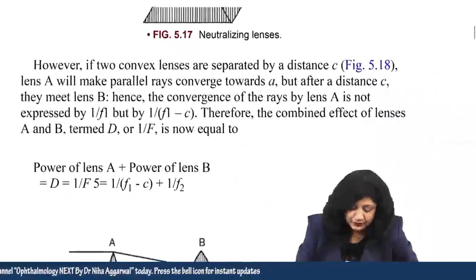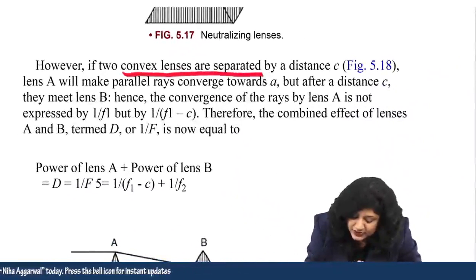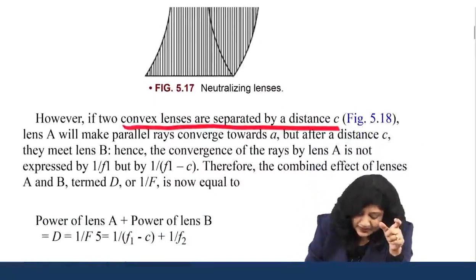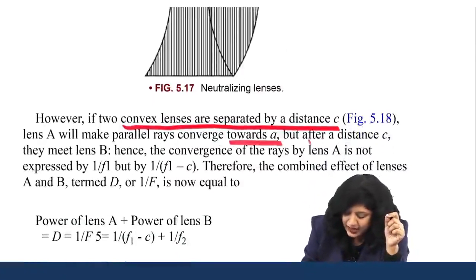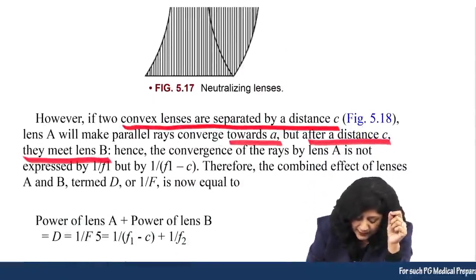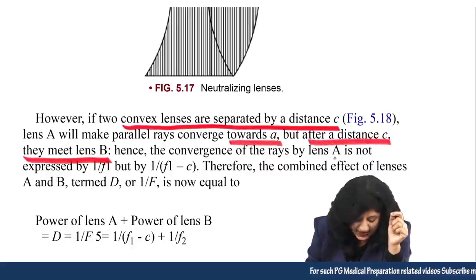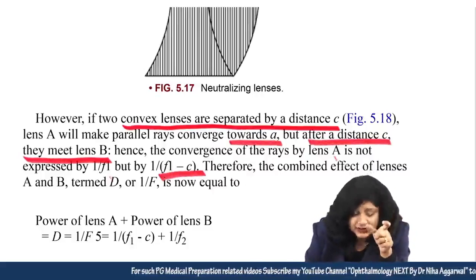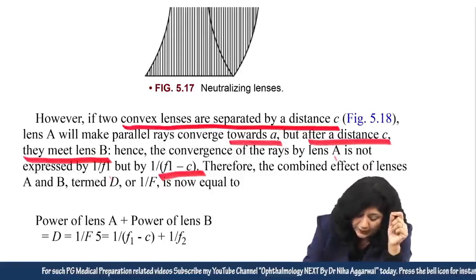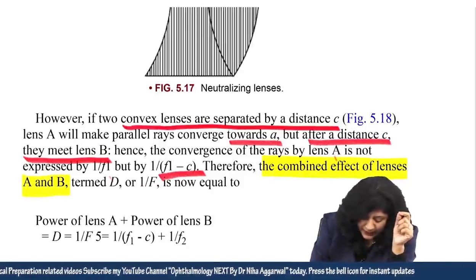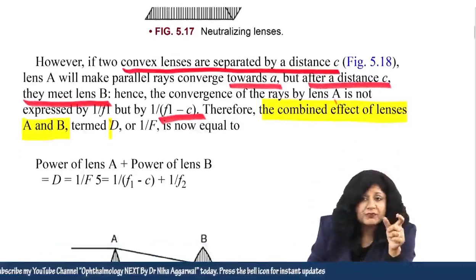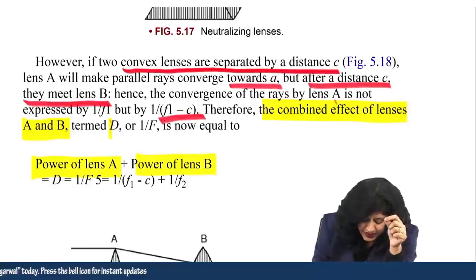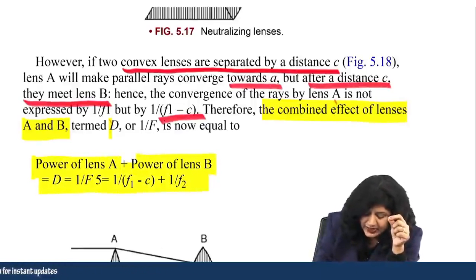However, if we have two convex lenses which are separated by a distance, suppose the distance between the two is C. The lens A will make parallel rays converge towards A, but after a distance C they meet at B. Hence, the convergence of the rays by lens A is not expressed by 1 upon f1. Rather, it will be 1 upon f1 minus C, because they are separated by this distance C. Therefore, the combined effect of the lenses A and B, D, will be obtained by subtracting this distance. So I will have to add the power of lens A and the power of lens B, and subtract C from the focal length of the first one.